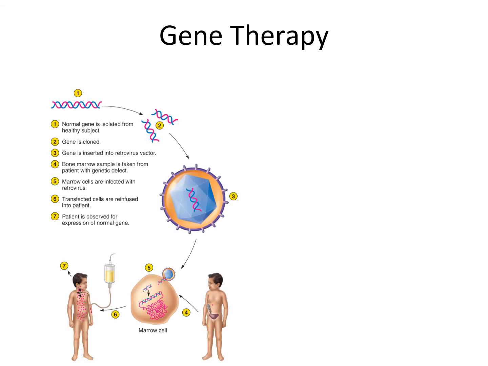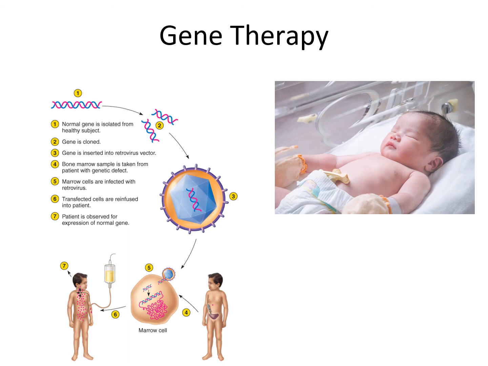Gene therapy is the last application of genetic engineering that I want to discuss in this lecture. The idea behind gene therapy is that it could be used to cure a genetic disease by inserting a healthy copy or a normal copy of the gene into an individual's chromosomes. This is an example of how gene therapy would work, and they have actually had human clinical trials for a disease called SCID, severe combined immunodeficiency.